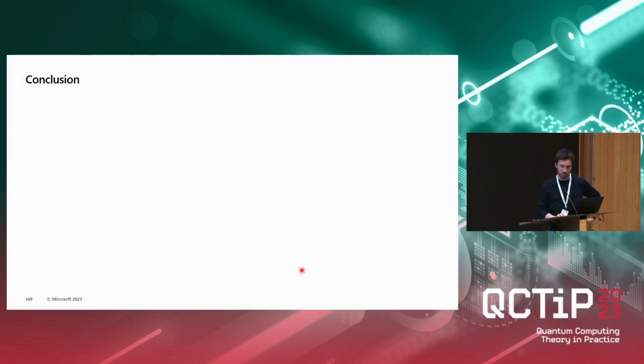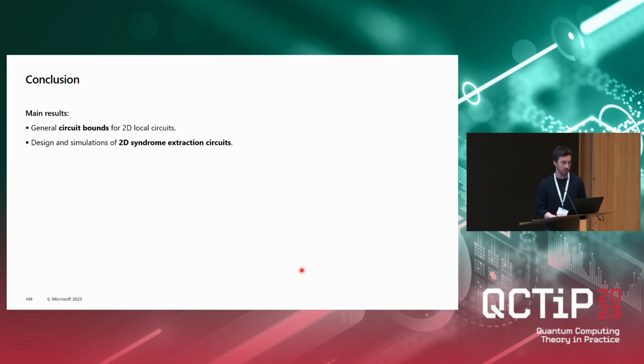Okay, so I'm going to conclude here. First, our main result is that we have general bounds for 2D local circuits, and these bounds are tight. We can build optimal circuits that reach these bounds, and we can show numerically that LDPC codes can outperform surface codes, even with a similar noise model. That's the good news, but it's not the end of the story. There is a lot of work to do, both on the theory side and on the experimental side.